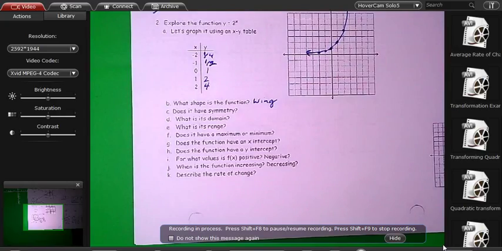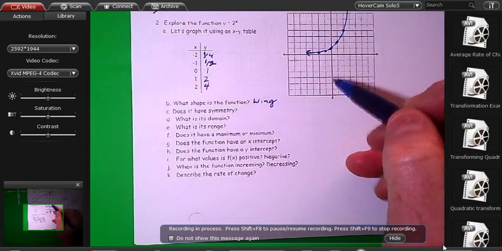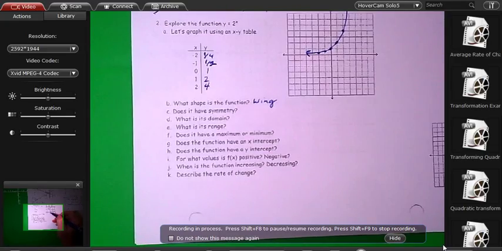Part C. Does it have symmetry? Now remember, axis of symmetry was used to cut the parabola in half. If you draw a line down through this, let's say the y-axis, is it going to cut this thing perfectly in half so that it can fold onto itself? No. So you say no.